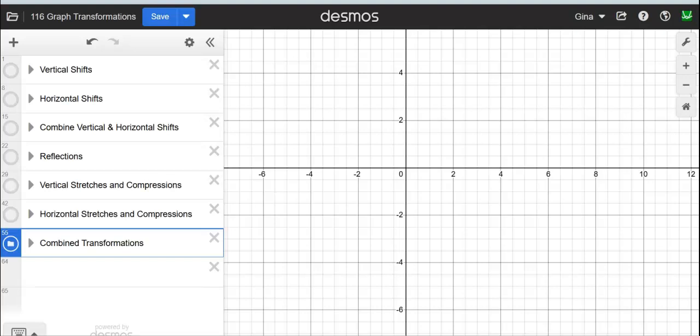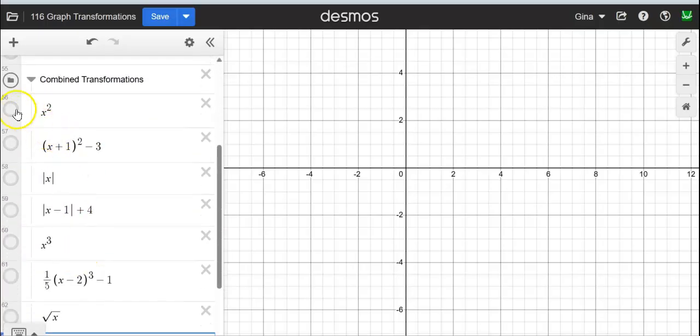For this last video in graph transformations, we're going to combine all of the components together and look at how the changes impact a parent graph. Let's start with x squared as our base graph.